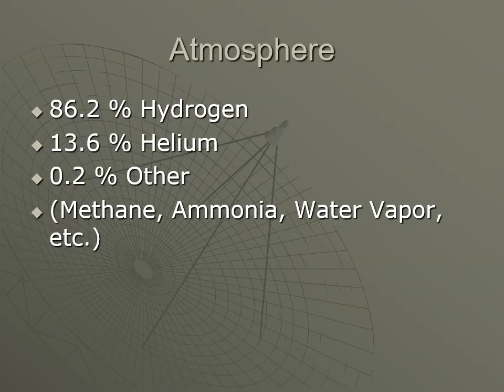The atmosphere, as we expect, is mostly hydrogen and helium. It's about 86% hydrogen, about 14% helium, and about 0.2% other stuff. The other stuff is things like methane, ammonia, water vapor, carbon dioxide, so argon, nitrogen, all kinds of other things that are out there.